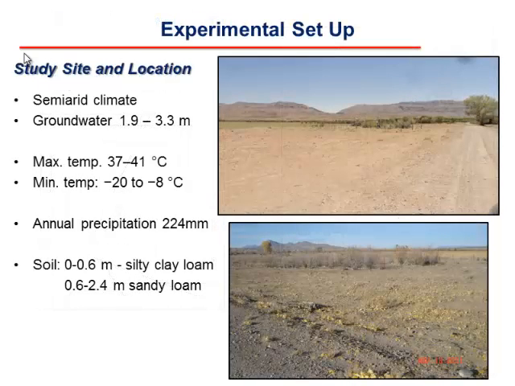All right, so we started with a site that was very dry. It was at a slightly higher elevation than the floodplain, so the groundwater was shallow, but not too shallow for small shrubs to grow in. The groundwater varied between 1.9 and 3.3 meters. The climate is semi-arid with about 8 inches of precipitation per year. Maximum temperatures reach almost 40 degrees, and minimum temperatures range between 8 and minus 20 degrees. The top 60 centimeters of soil at the site were silty clay loam, and underneath was a very coarse sandy soil.